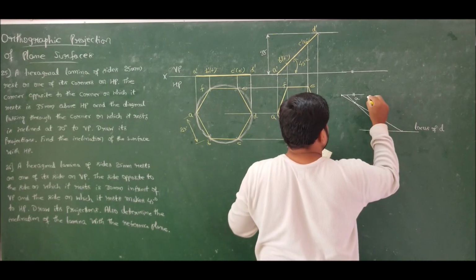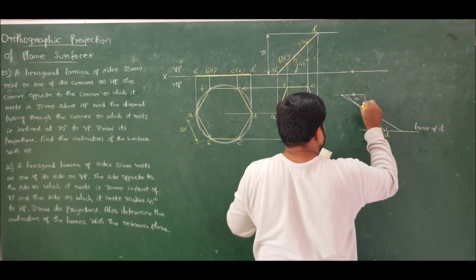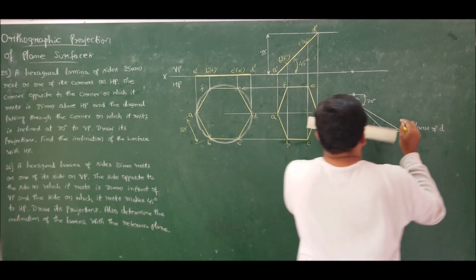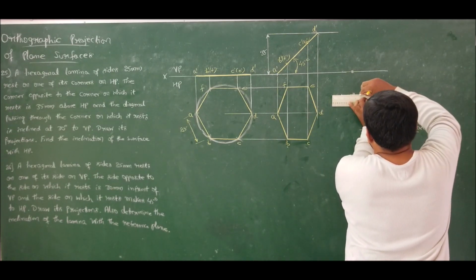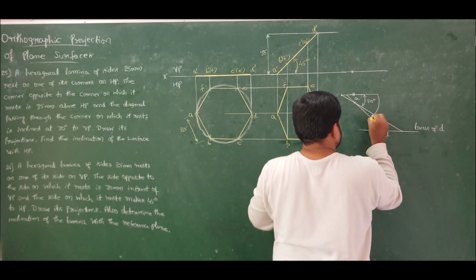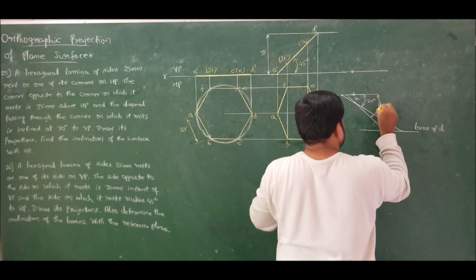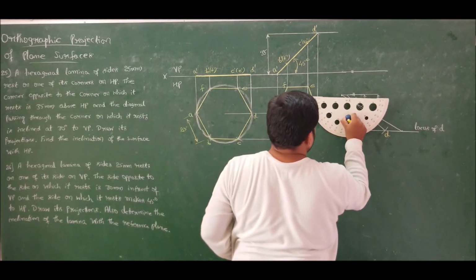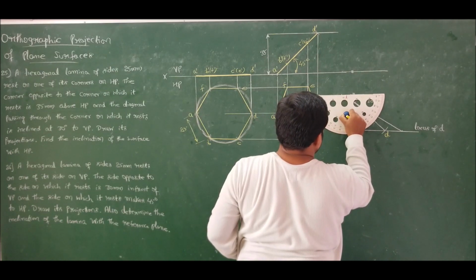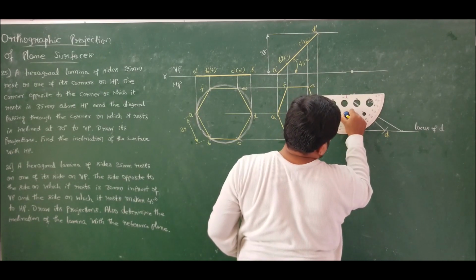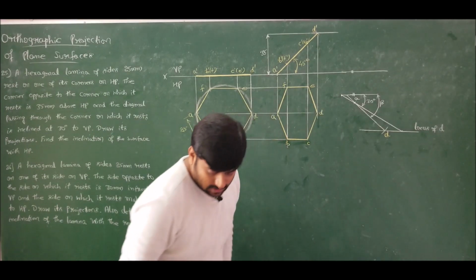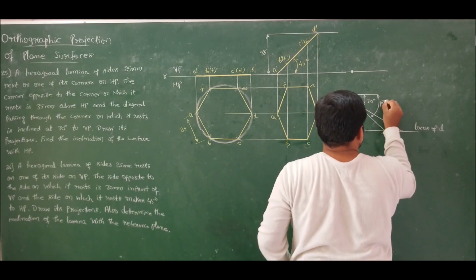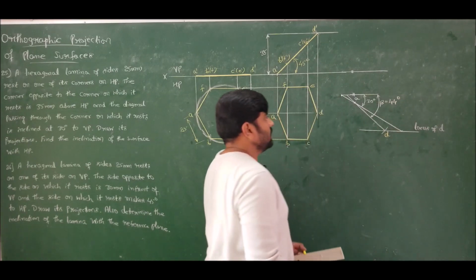So initially we had 30 degrees true inclination, and now we have beta. So how much is beta? Calculate beta. Beta is turning out to be 44 degrees for me.